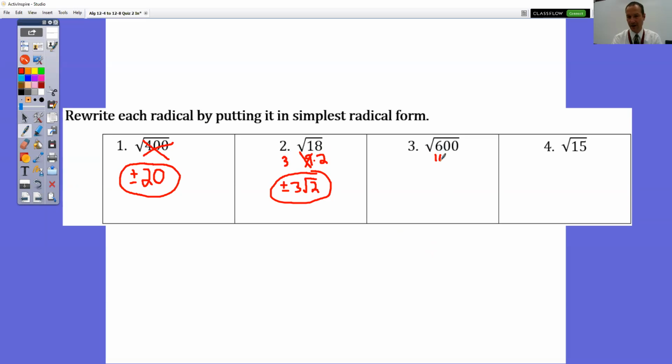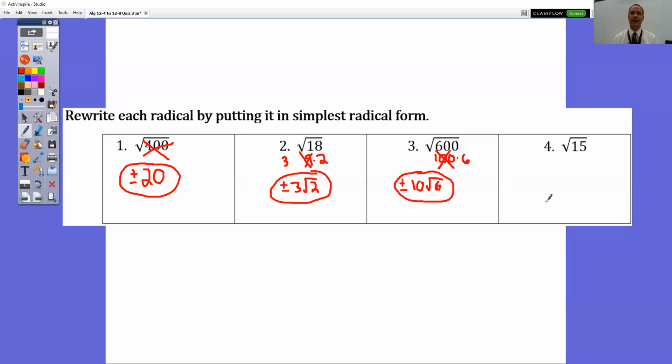600. 600 is really 100 times 6, 100 being a perfect square. Cross off the 100, bring out the 10. So this becomes 10 radical 6, but remember that it is plus or minus 10 radical 6.